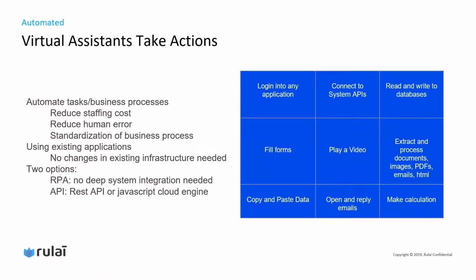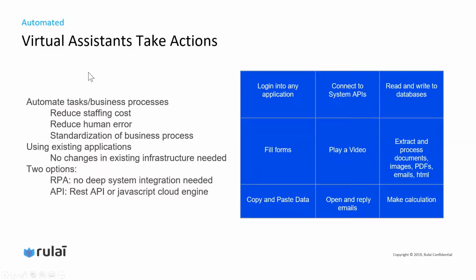If you look at a human worker, you can see the human worker has a smart brain. Besides, he or she has a body to take actions and get things done. A digital worker should also have a virtual body to take actions so that it can automate tasks and business processes. This can be achieved by combining conversational AI with robotic process automation or API calls.